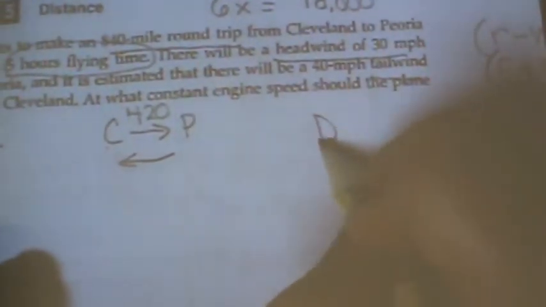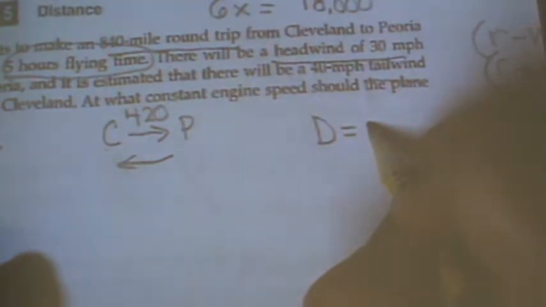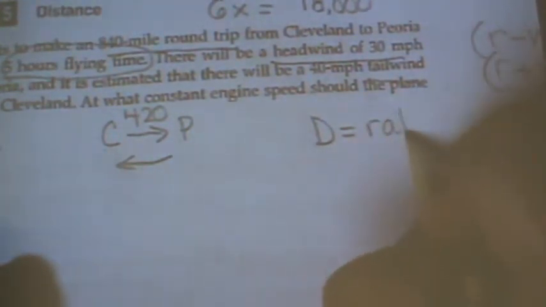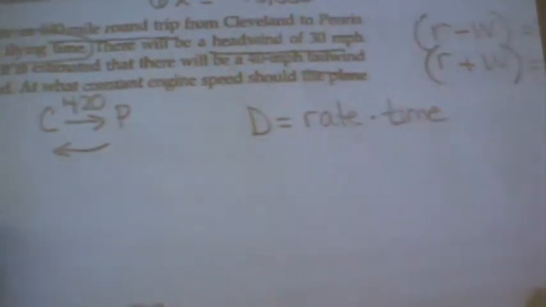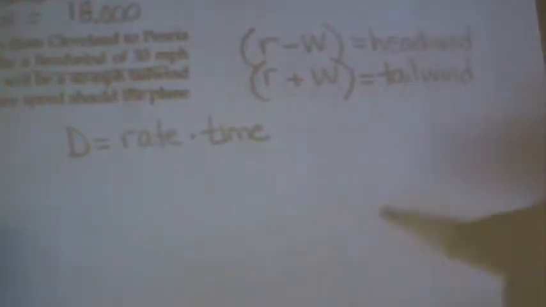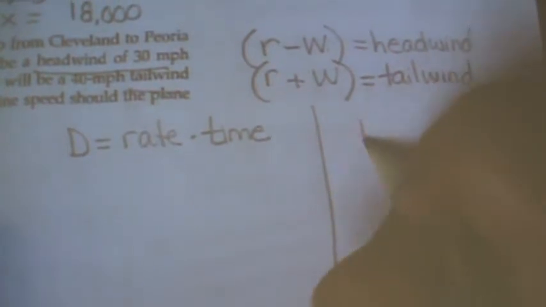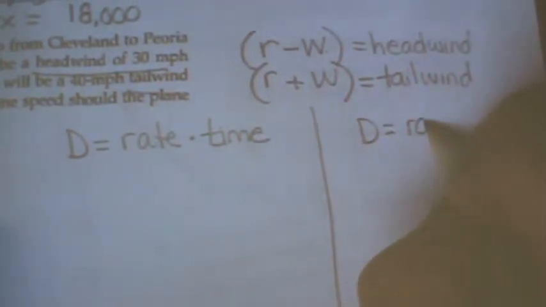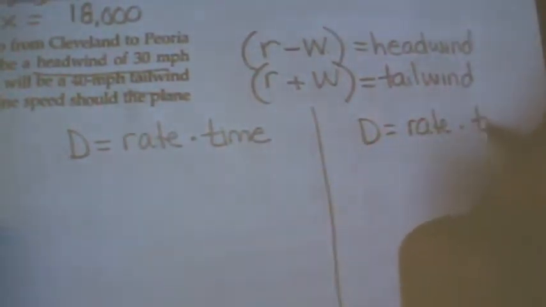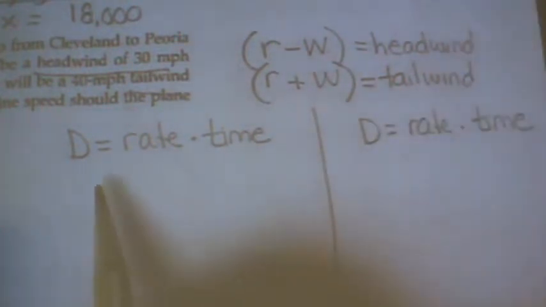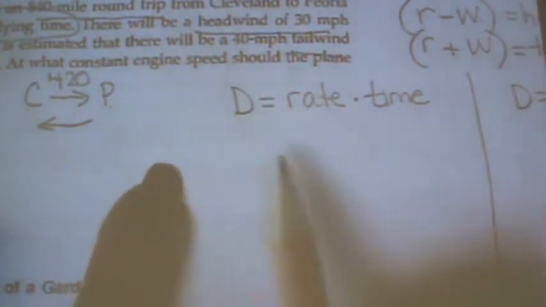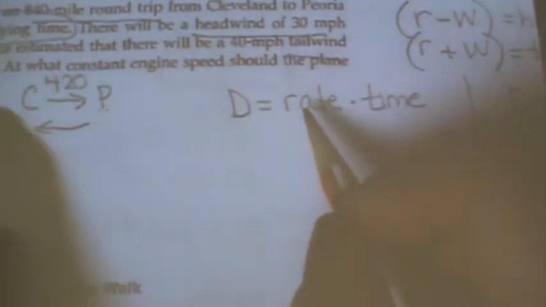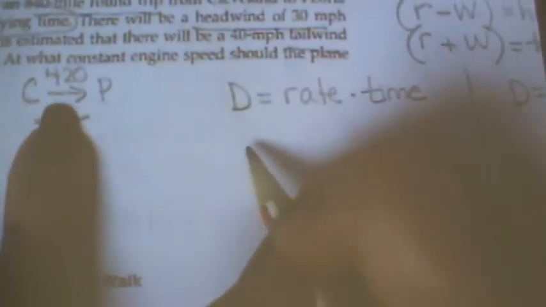Now, do you know the distance formula? Distance is equal to rate times time. So let's talk about going both ways. Okay, so let's talk about going from Cleveland to Peoria. How far is it from Cleveland to Peoria? What's the distance?